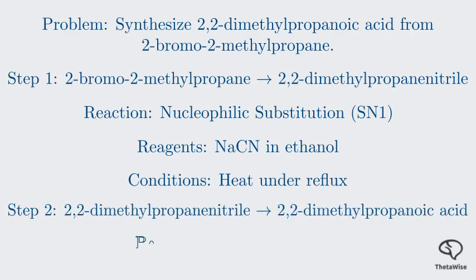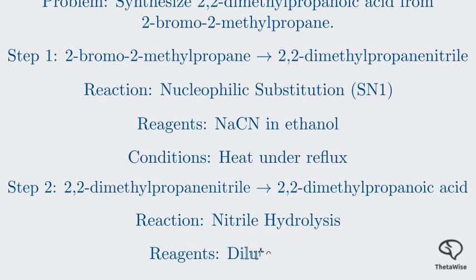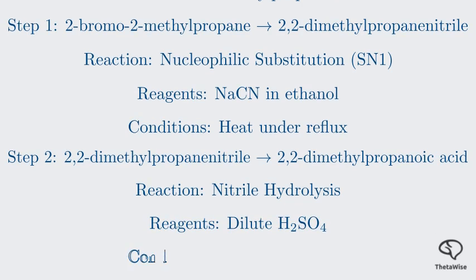We can use either acidic or basic conditions. A common choice is dilute sulfuric acid. We heat this under reflux. The nitrile group, -CN, is converted into a carboxylic acid group, -COOH. This gives us our final product, 2,2-dimethylpropanoic acid.